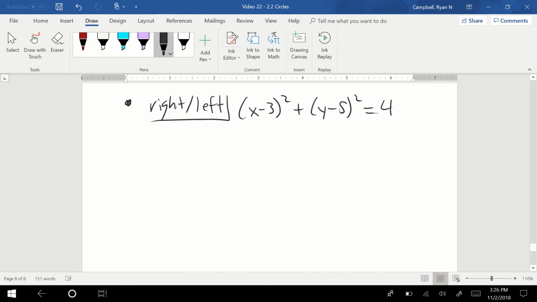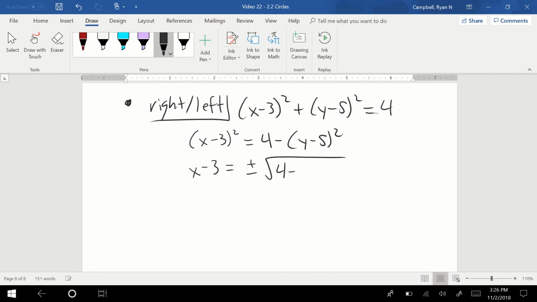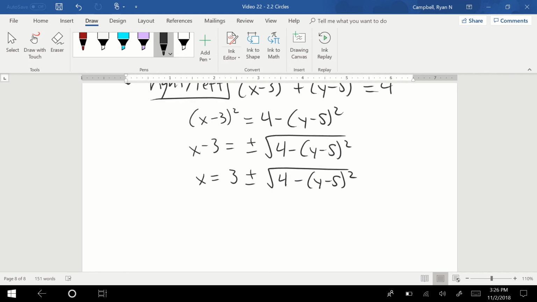All right, so solving for x, we have x minus 3 squared equals 4 minus y minus 5 squared. Take the square root. X minus 3 equals plus or minus the square root of 4 minus y minus 5 squared. So adding 3 to both sides, x equals 3 plus or minus the square root of 4 minus y minus 5 squared.